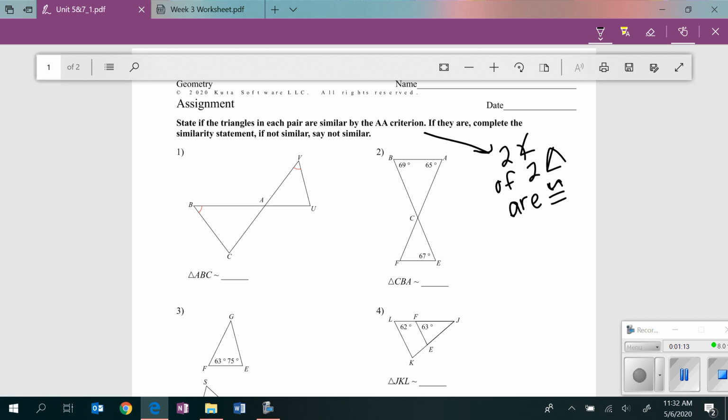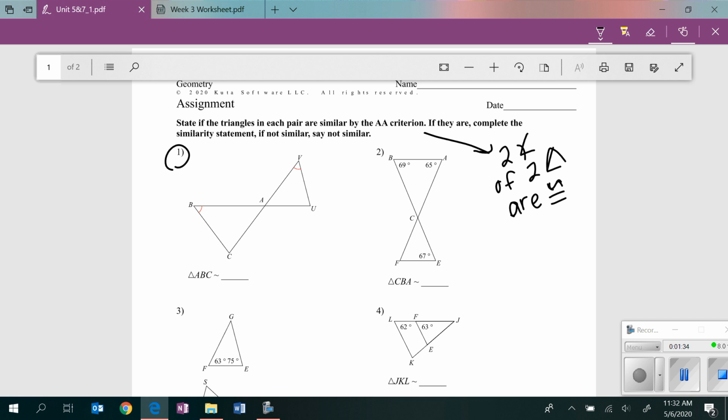Okay? The directions say to state if the triangles in each pair are similar by AA criterion, so only looking for if these triangles are similar by AA. If they are, complete our similarity statement. If not similar, say not similar. So let's start off with number 1.